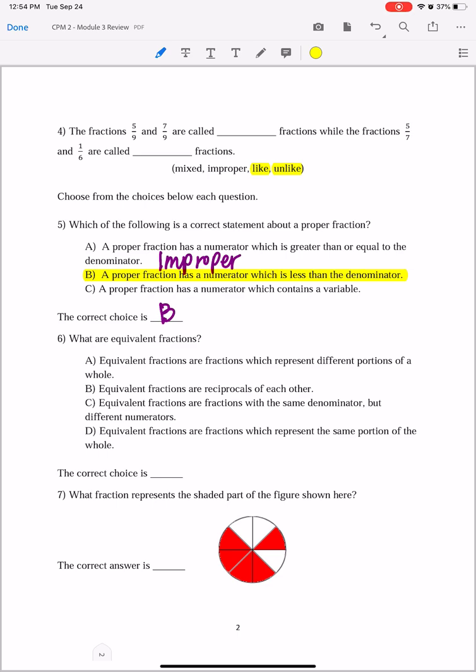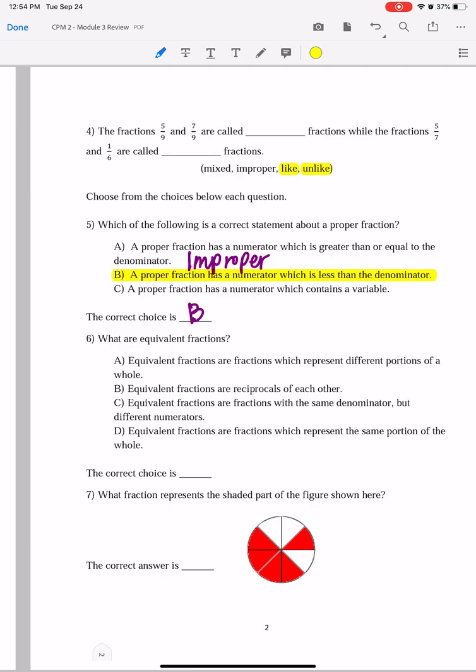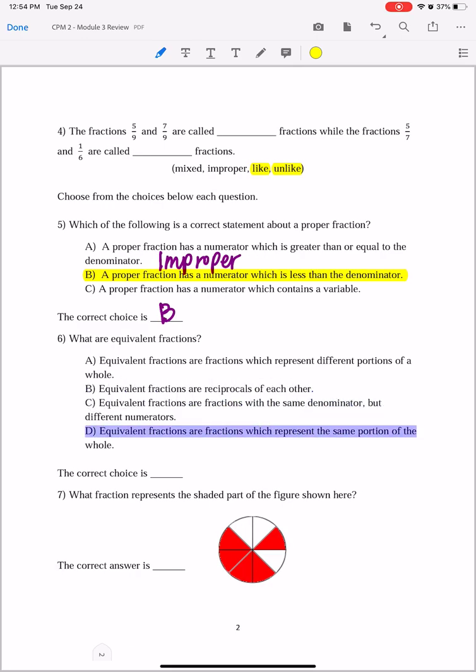Number 6, what are equivalent fractions? So A, equivalent fractions are fractions that represent different portions of a whole. Nope. Equivalent fractions are reciprocals of each other. Nope. Equivalent fractions are fractions with the same denominator but different numerators. Nope, that's like fractions. So then hopefully D, equivalent fractions are fractions which represent the same portion of the whole.